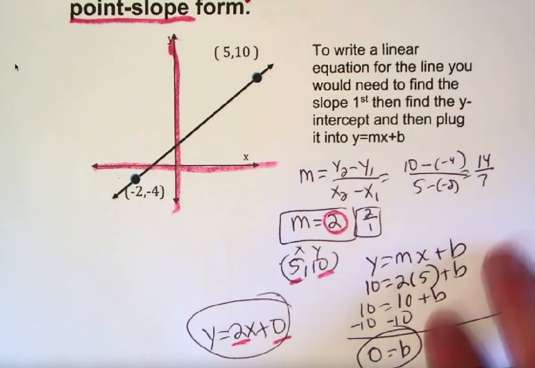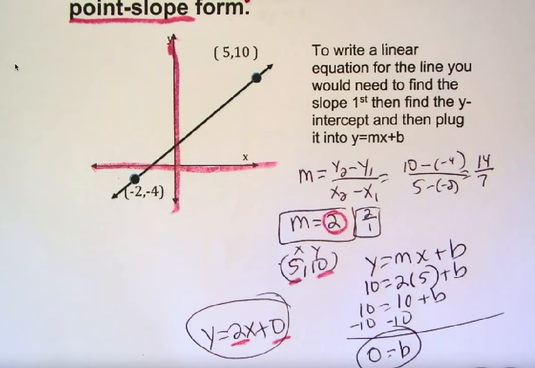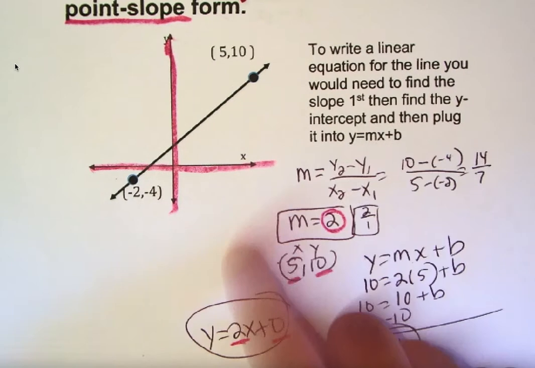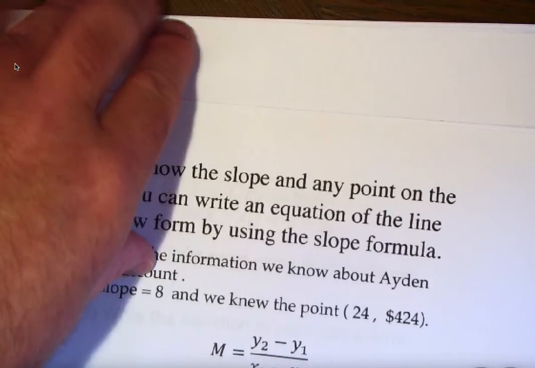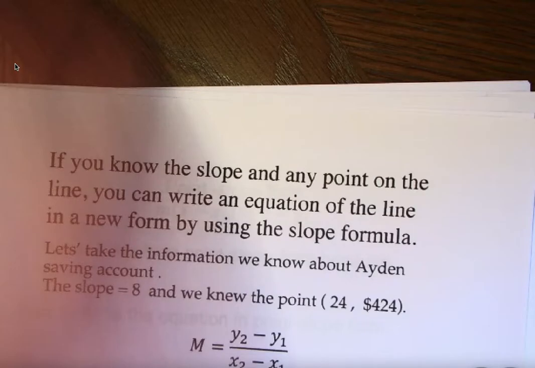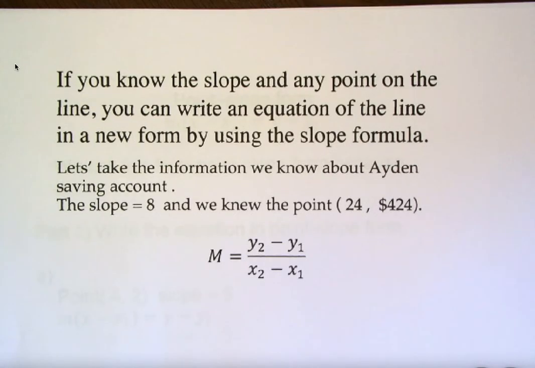That's a lot of work, but what's cool is, our new thing, is we don't have to write the equation in slope-intercept form. We're going to learn about a new form, point-slope form, right now. Okay. If you know the slope and any point on a line, you can write the equation for the line in this new form by using the slope formula.